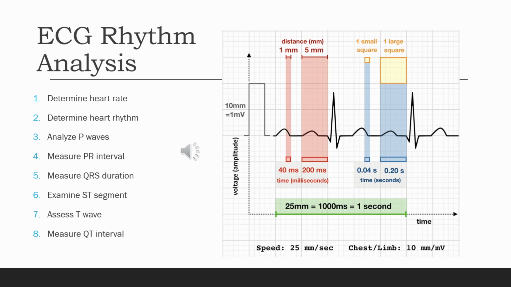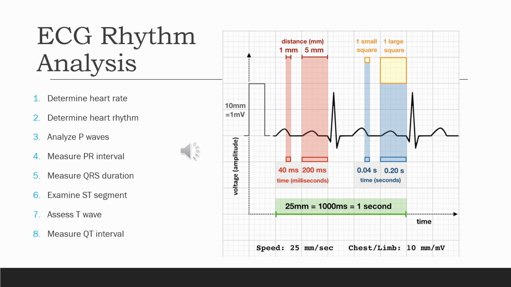Step 7 is that we want to assess the T wave. Again, this represents ventricular repolarization. It should be upright and rounded in most leads. A tall peaked T wave, as we know, suggests that we have some hyperkalemia occurring. And an inverted T wave may mean that we have some ischemia or there may have been a previous myocardial infarction. Our last step is to measure the QT interval. The QT interval represents the total time for ventricular depolarization and repolarization.